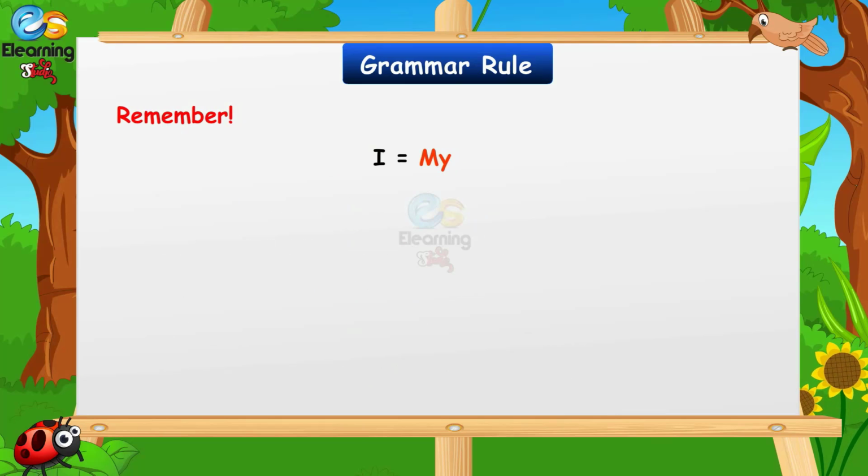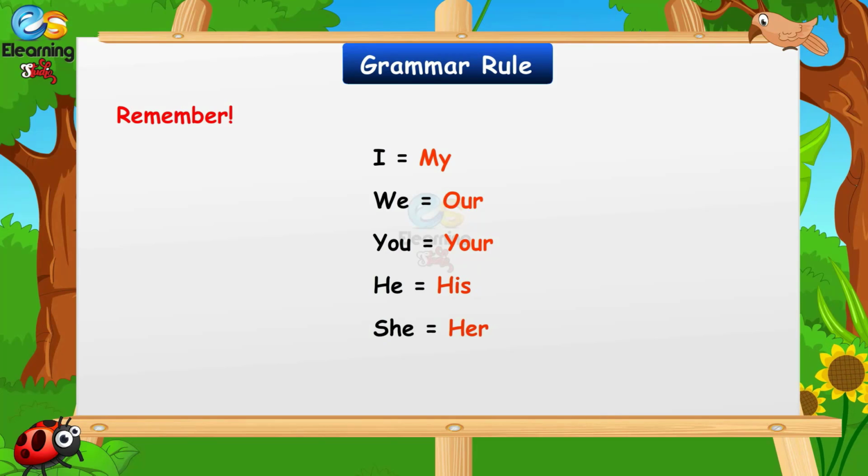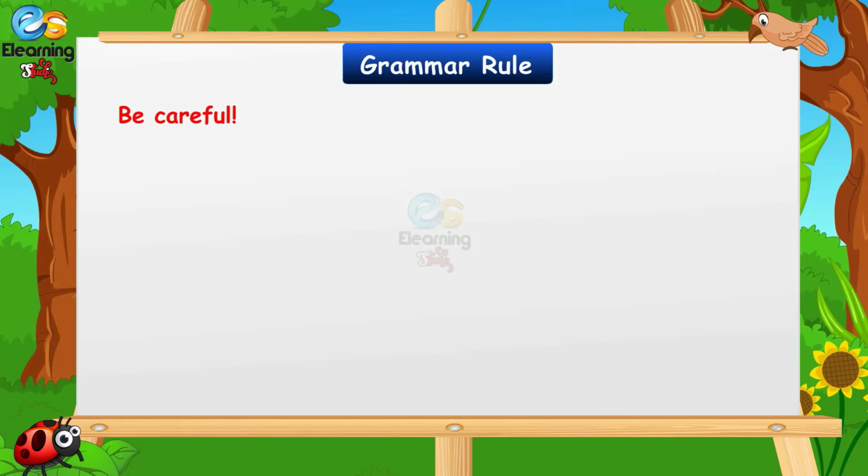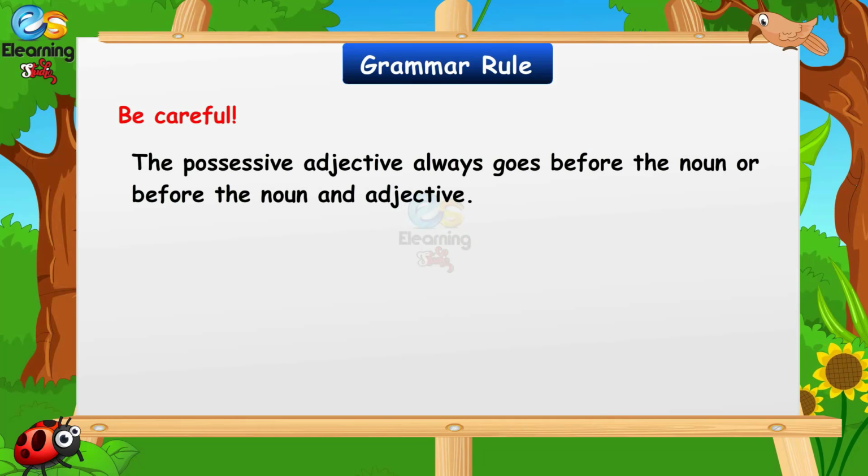Remember, I, my, we, our, you, your, he, his, she, her, it, its. Be careful. The possessive adjective always goes before the noun or before the noun and adjective.